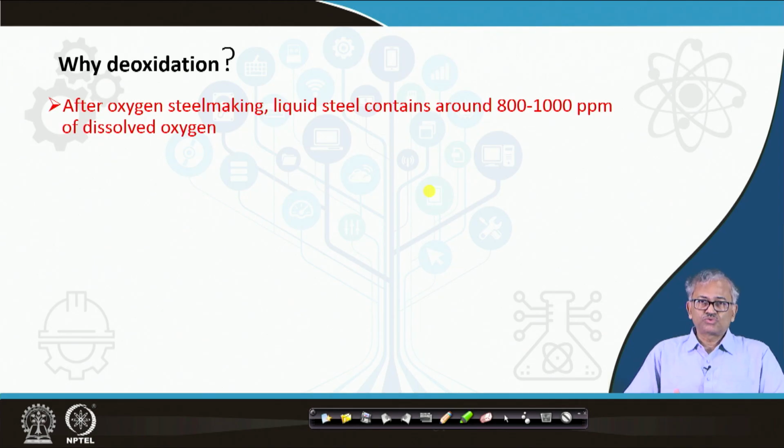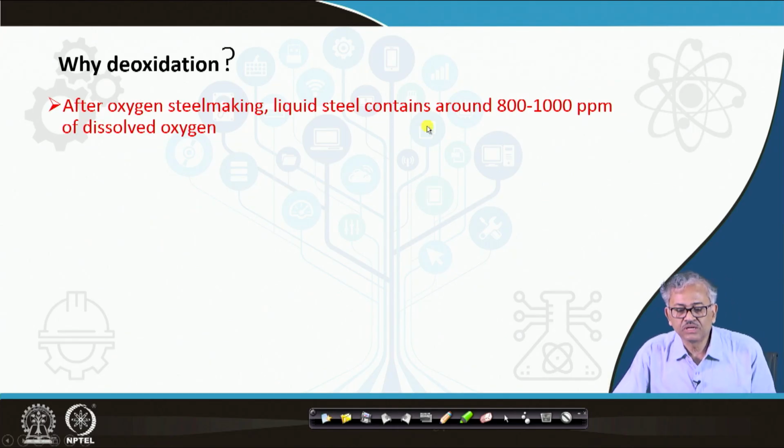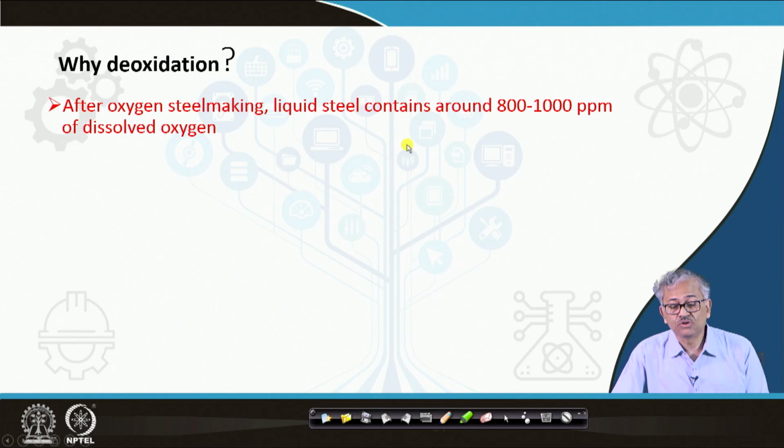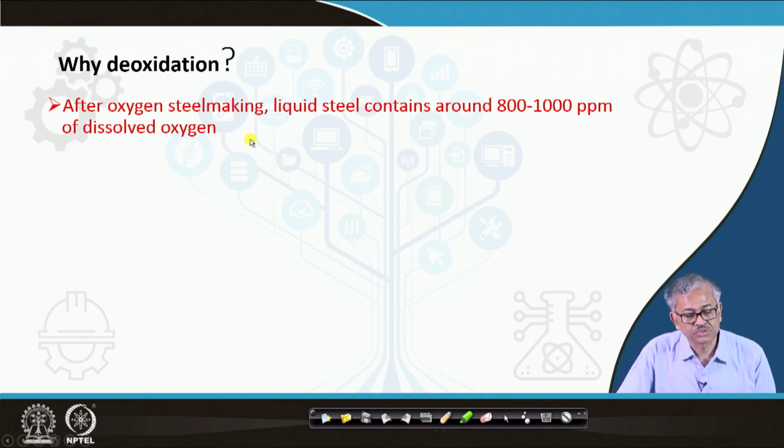After oxygen steelmaking, when you tap the liquid steel from the LD to the ladle and measure the oxygen concentration in the ladle, it is around 800 to 1000 ppm. That is the dissolved oxygen you will get, as we have also told earlier during LD steelmaking. So after oxygen steelmaking, liquid steel contains around 800 to 1000 ppm of dissolved oxygen, right?